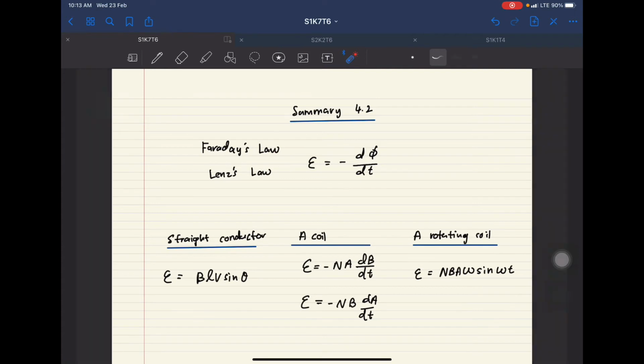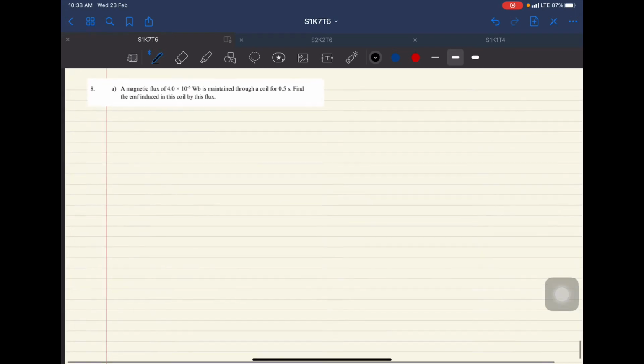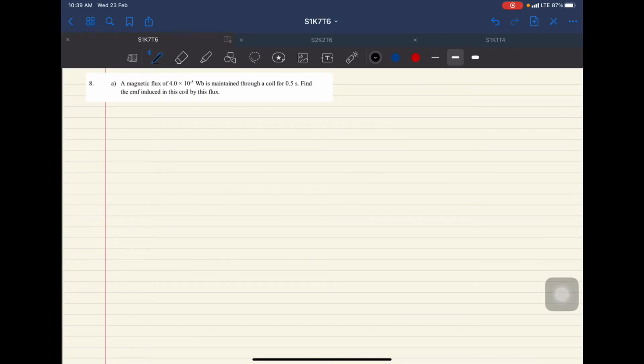Let's try to look at some examples. This one is question number 8 from the tutorial. It says that a magnetic flux of 4 times 10 negative 5 Weber is maintained through a coil for 0.5 seconds. Find the EMF induced in this coil by this flux. There's no change whatsoever. Because there's no change in flux, there's no induced EMF.